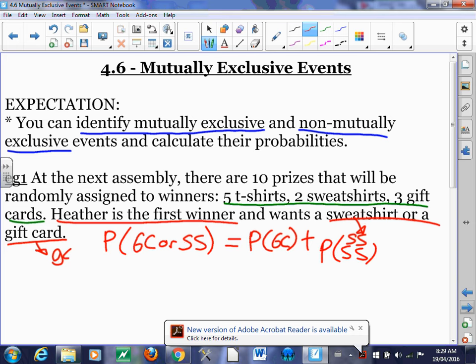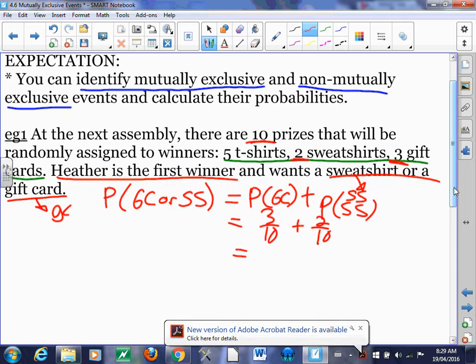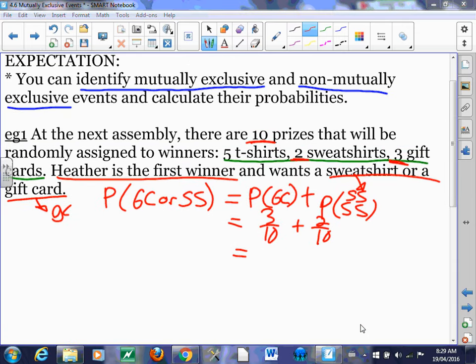Okay. Well, the probability of getting a gift card is, how many gift cards are there? 3 out of a total 10. So it's going to be 3/10. Okay. Plus, probability of getting a sweatshirt. There are 2 sweatshirts out of a total 10. Okay, put those together. And we should get 5 out of 10. Don't forget lowest terms. So that's going to equal 1/2.